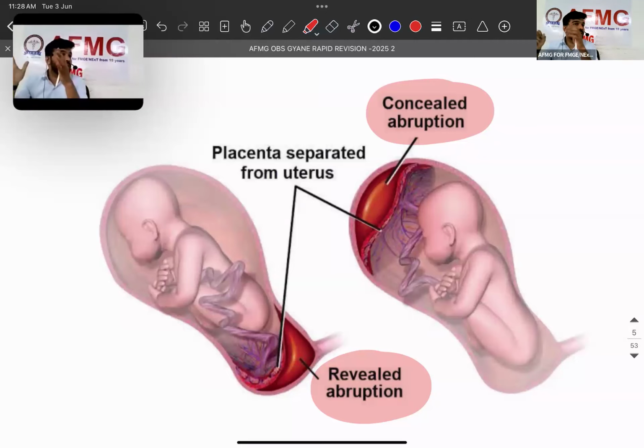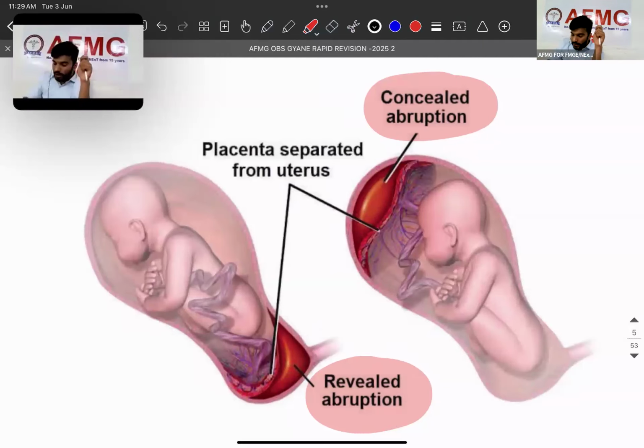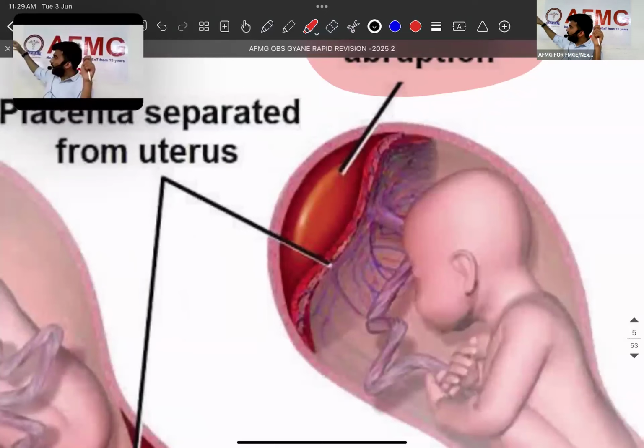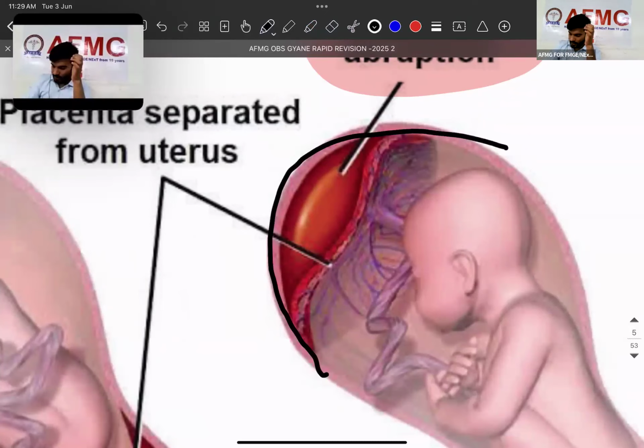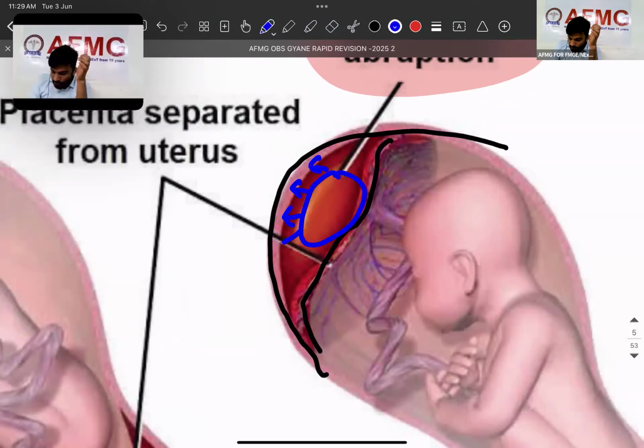What is concealed? Bleeding is not coming out. What is revealed? Bleeding is coming out. Very good. Now, when the bleeding is not coming out, can you see the uterus? This is the placenta. This bleeding goes into the uterine musculature. There is an extravasation of blood in the uterine musculature. When this blood enters the layer of the uterus, such a uterus is called Couvelaire uterus. So C for concealed, C for Couvelaire uterus.